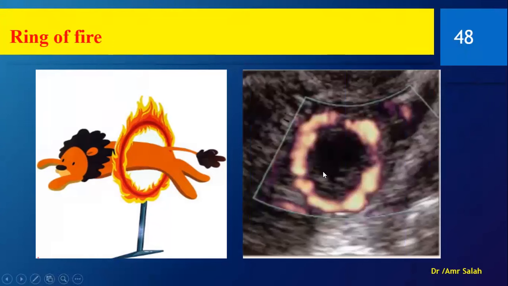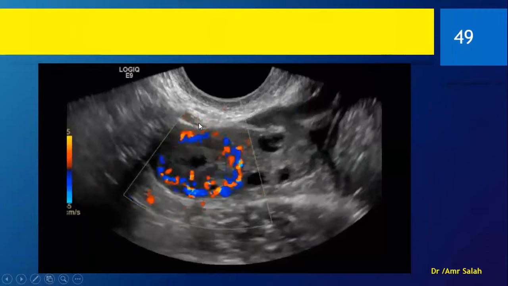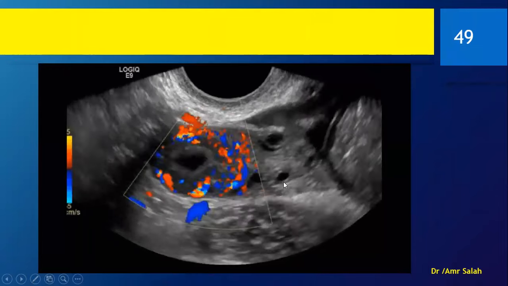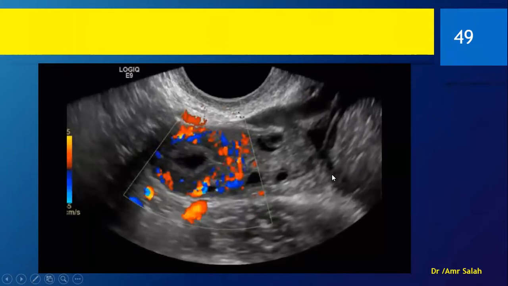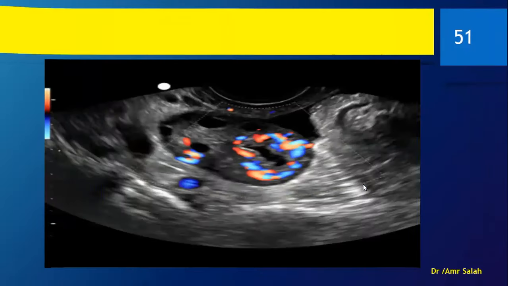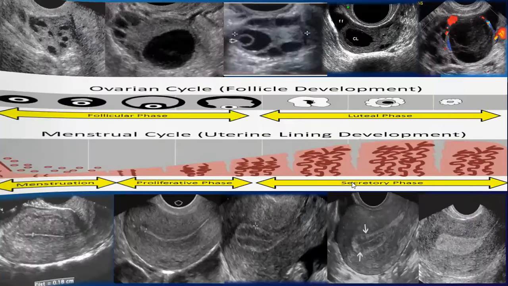Now, this is the ring of fire we've talked about before. With the Doppler color box, the corpus luteum will show us this ring of fire. Okay, this is the ring of fire, it's in the wall of the corpus luteum, not in the ovary. Wall of the corpus luteum only, in the end of the cycle. Here, this is absolutely normal. This is the corpus luteum, in the end of the cycle.